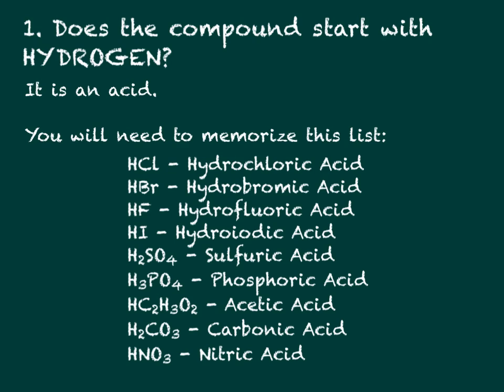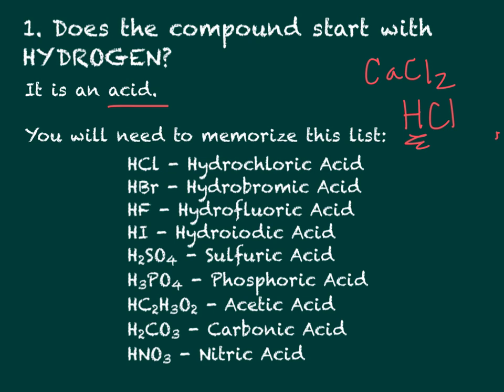The first question you want to ask yourself when you're looking at a chemical formula is, does the compound start with hydrogen? So for example, if I have CaCl2, that does not start with hydrogen. So I'm going to move on to my next question. But if, however, I have something like HCl, which does start with hydrogen, then I know that I am dealing with an acid. Here's a list of the acids that you will need to memorize for the test.